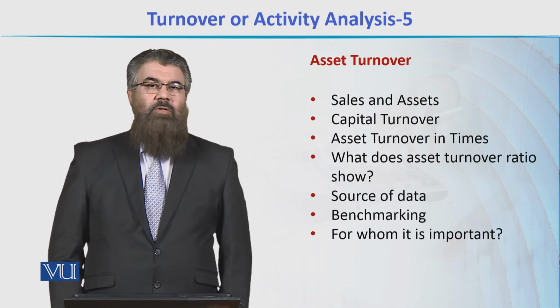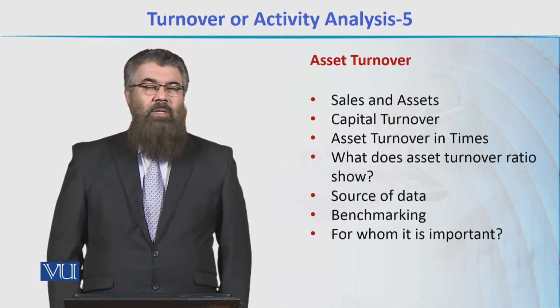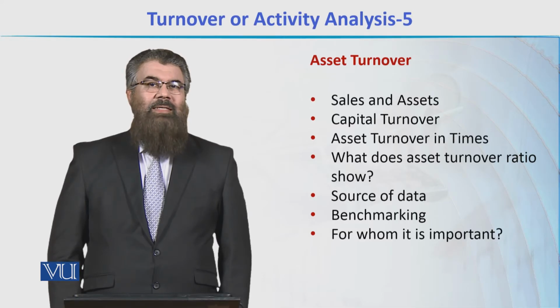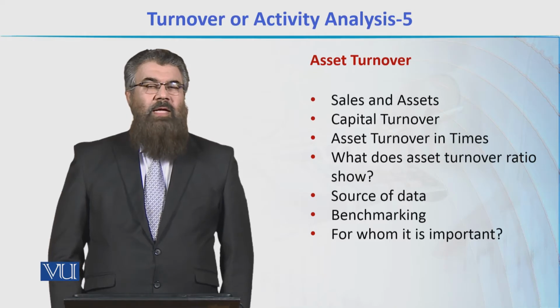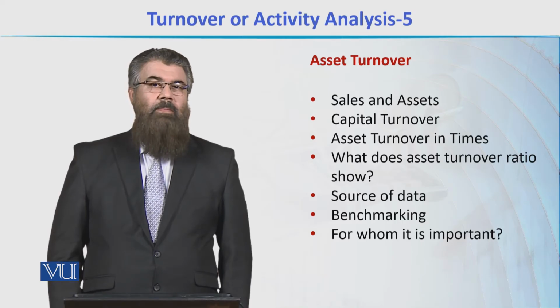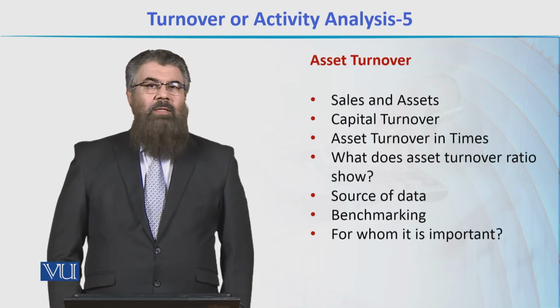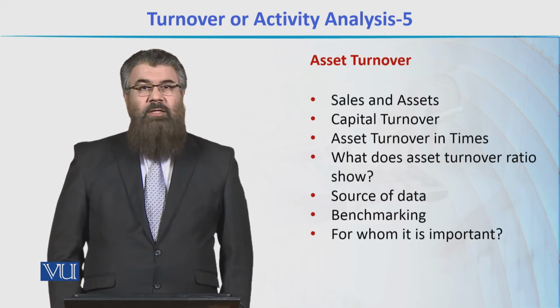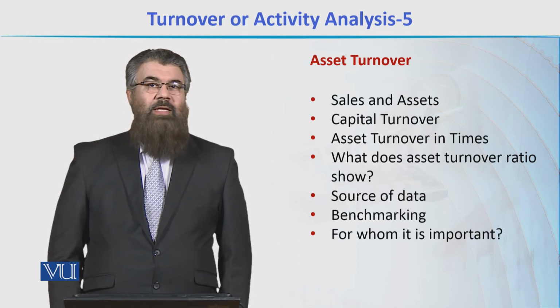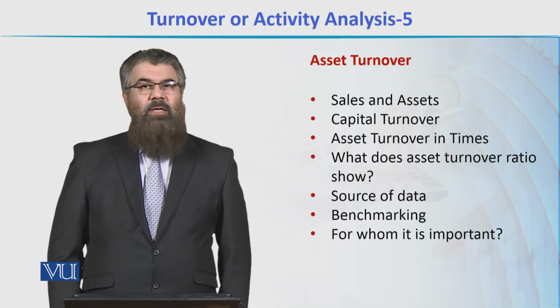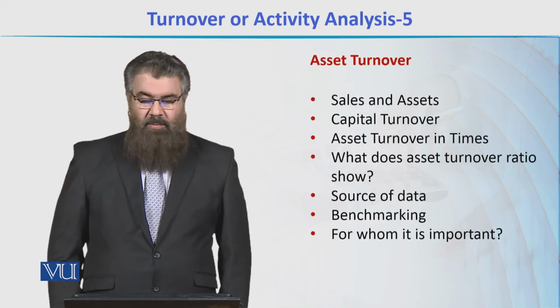So we calculate this ratio in terms of times. That is, how many times the assets are converted into sales. Like if our answer is 1.5, that means the sales or the revenue is 1.5 times of our assets. Now, this ratio shows how effectively the management of a company is using its assets to generate sales. And of course, because the control of assets is in the hands of management, it shows their performance.